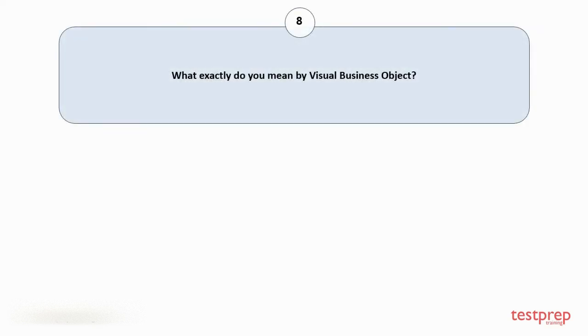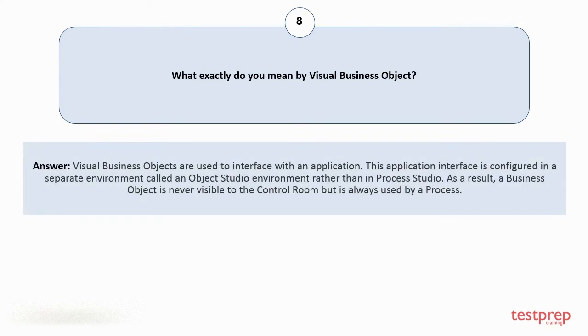Question number 8, what exactly do you mean by Visual Business Object? Your answer is: Visual Business Objects are used to interface with an application. This application interface is configured in a separate environment called an Object Studio environment rather than in Process Studio. As a result, a business object is never visible to the control room but is always used by a process.